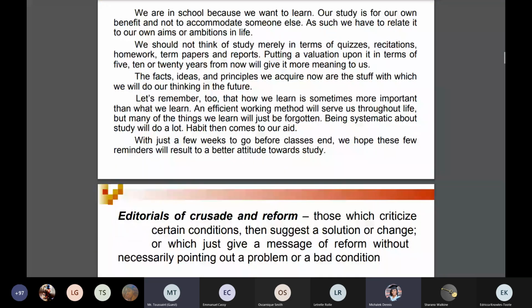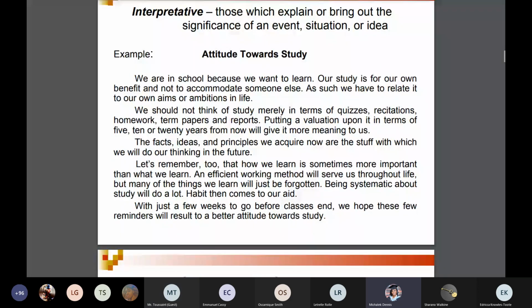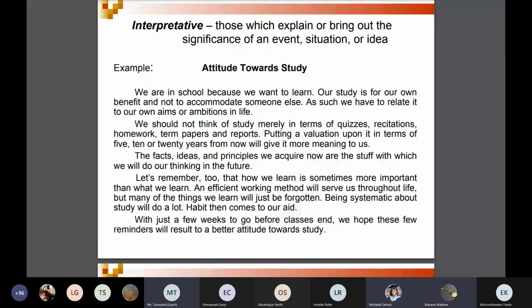Sorry, Mr. Tucson, I want to chime in by saying it also says here that being systematic about study will do a lot. Like Mr. Tucson said, how we learn is sometimes more important than what we learn. For instance, for some of you, online learning may not be the best way that you learn, or it may not be conducive to you being able to retain what you need or want.